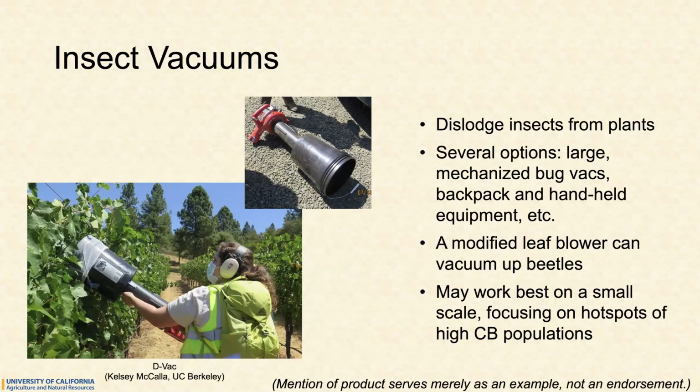Another topic that's come up a lot is insect vacuums. So these dislodge insects from plants. There are several different options out there. There's large mechanized bug vacs, backpack and handheld equipment, modified leaf blowers. But generally, this practice might work best on a small scale, maybe focusing on hotspots of high cucumber beetle populations. Maybe that's in your actual crop, maybe that's in your trap crop. But this is labor intensive and not going to work well across a large scale. So you might want to be strategic about where you focus.